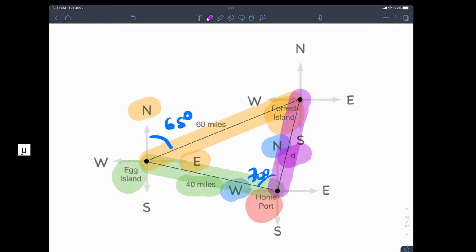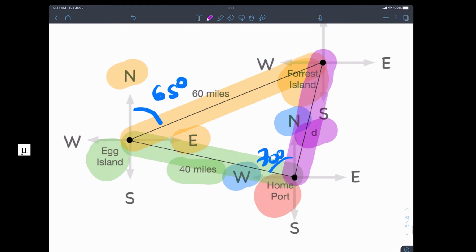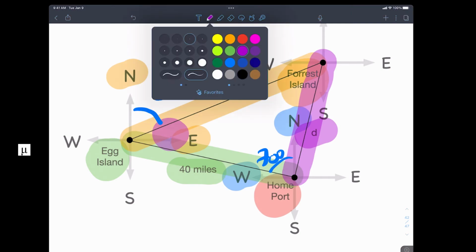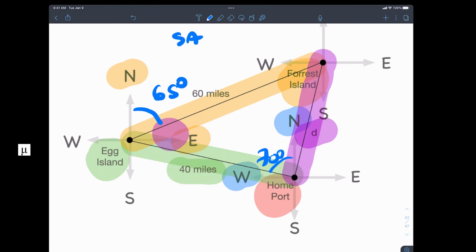So what do you think you guys need now? Do you guys know what you need? Yeah, I got news for you guys. What kind of question is this going to be? You guys know? It's going to be a side angle side question. This is law of what again? Cosines. But you need that opposite angle here. How do you get that opposite angle there?